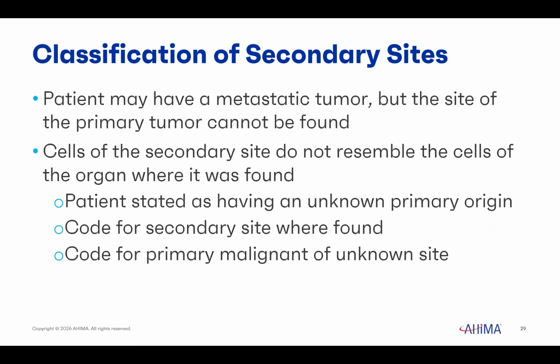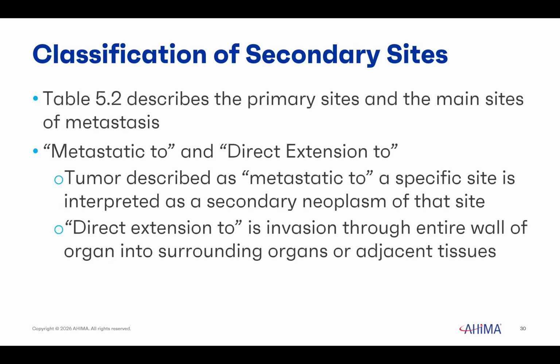And sometimes students will ask, so how do you know if it's a metastases or a new primary? And again, this is one of the things that the pathologists look at. They put the cells under the microscope, they get that tissue, prep it, look at it, and there are certain properties where they'll be able to determine whether it's a new primary or a secondary in most cases. Table 5.2 in your text describes the primary sites and the main sites of metastases.